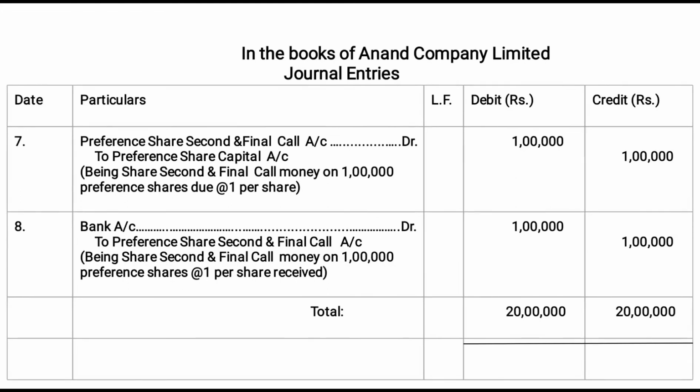credit 1 lakh. Narration will come being share second and final call money on 1 lakh preference shares due at 1 per share. Here also we first pass transfer entry, then now we are going to pass receipt entry. Receipt entry will be bank account debit 1 lakh to preference share second and final call account credit 1 lakh. Narration being share second and final call money on 1 lakh preference share at 1 per share received. Now finally we have to do casting, that is debit 20 lakh and credit 20 lakh.